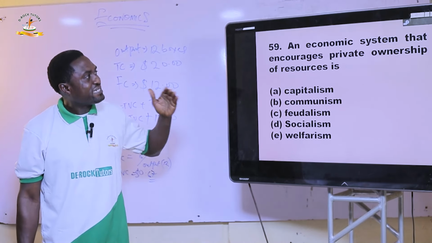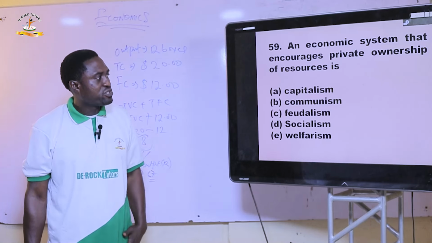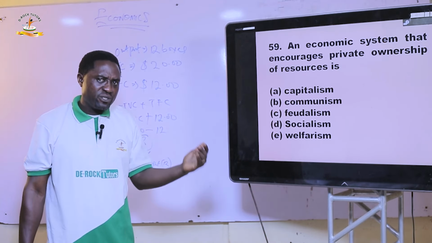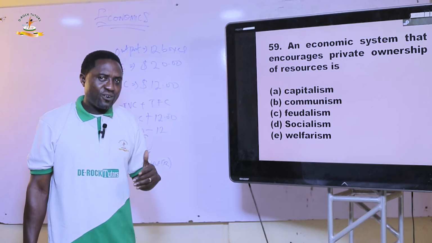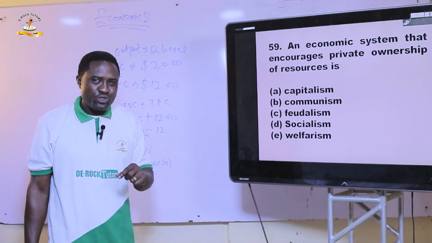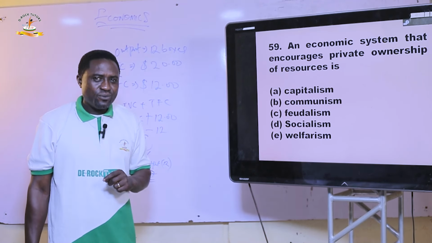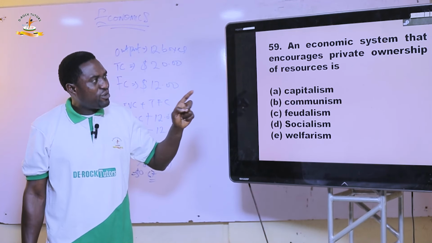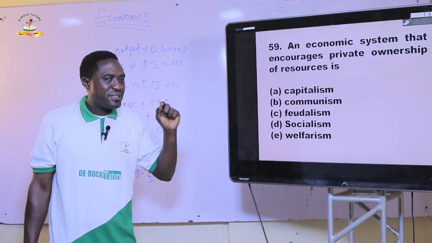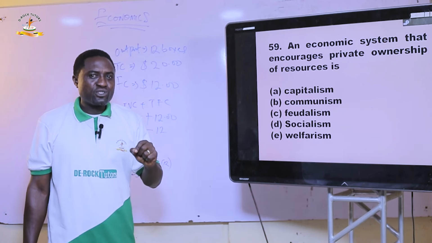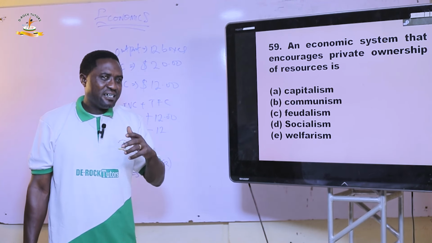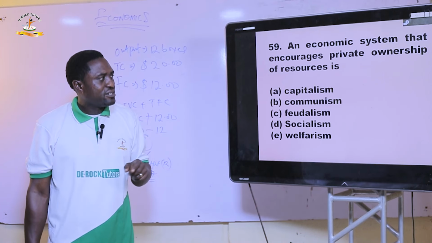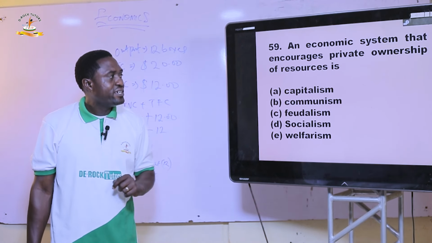All right, so question 59. An economic system that encourages private ownership of resources is capitalism, where the means of production and distribution are controlled by private individuals. We call it capitalism. You understand? Whatever is controlled by the government is socialism. You understand? So the perfect answer to this question is A. The next question.